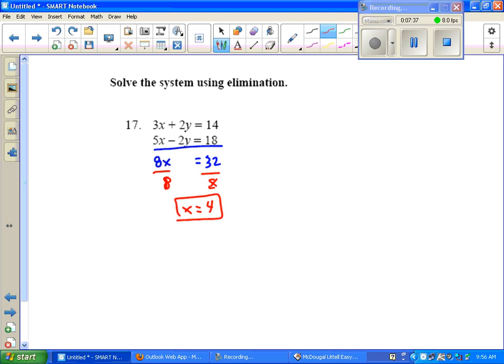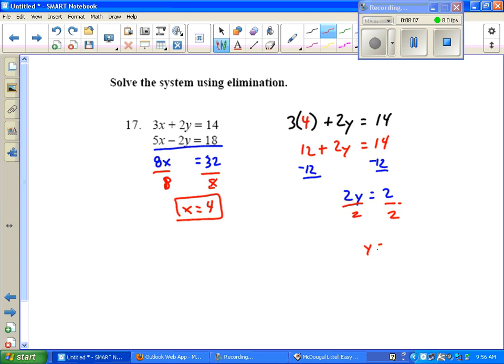X is 4. Once you have x's value, plug it in to get y. Instead of 3x plus 2y equals 14, 3 times 4 plus 2y equals 14. Plug in your new x value of 4. 3 times 4 is 12 plus 2y equals 14. Get rid of positive 12 by subtracting it. Do the same on the other side. 2y equals 2. Get rid of 2 times something by dividing on both sides, and y equals 1. So x comma y would be 4 comma 1.